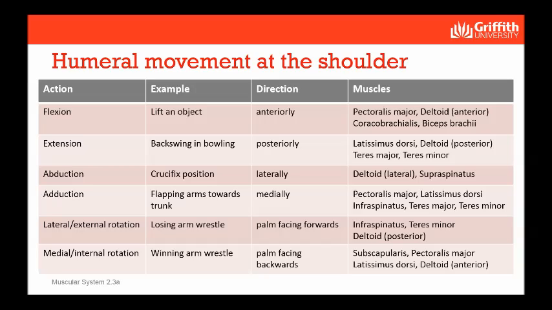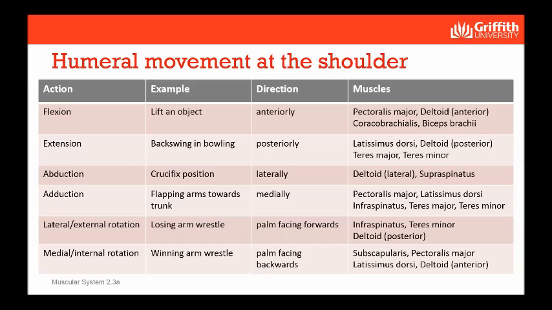Shoulder adduction occurs when we pull our arms down towards the body or in a medial direction. Pectoralis major, latissimus dorsi, teres major, teres minor, and infraspinatus all adduct the shoulder joint. Lateral or external rotation of the shoulder joint occurs when we lose an arm wrestle. The palm ends up facing forwards, like it does in the anatomical position. Contraction of infraspinatus, teres minor, and the posterior fibers of deltoid laterally rotate the humerus at the shoulder joint.